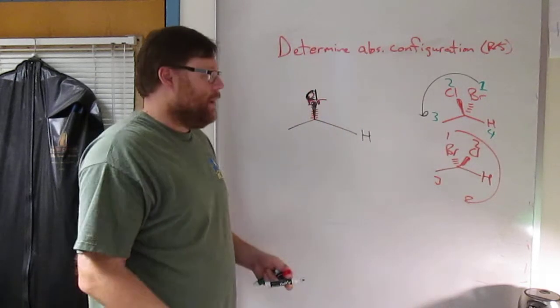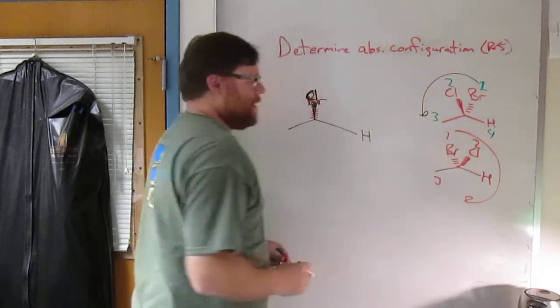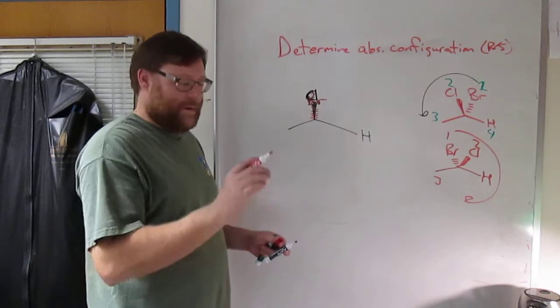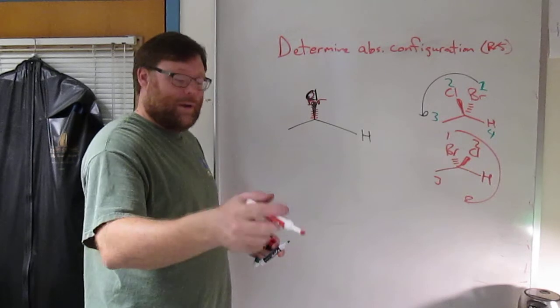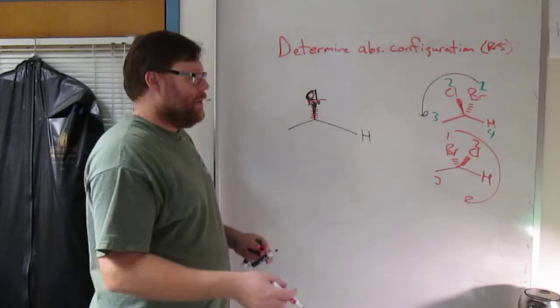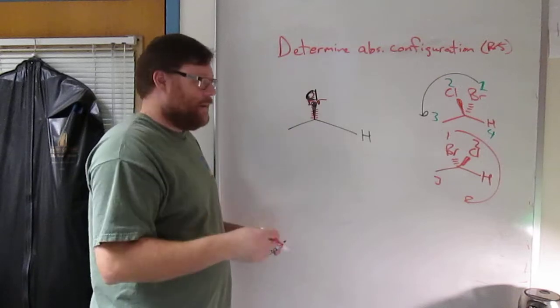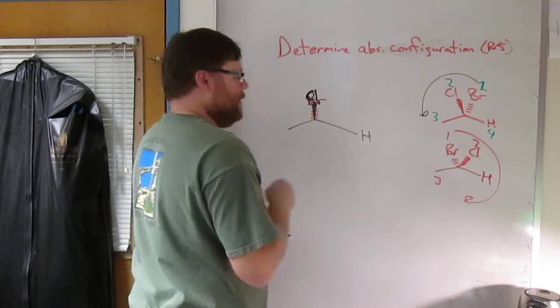So which one's right? And the answer is neither. Neither of these arrows. If that H is to the side, if the low priority group is to the side, you can't draw an arrow. You can do the trick of when the low priority group is straight out at you, draw an arrow and take the opposite. Or if it's straight away from you, you can draw an arrow and take that data. But if the H is to the side, these are wrong.